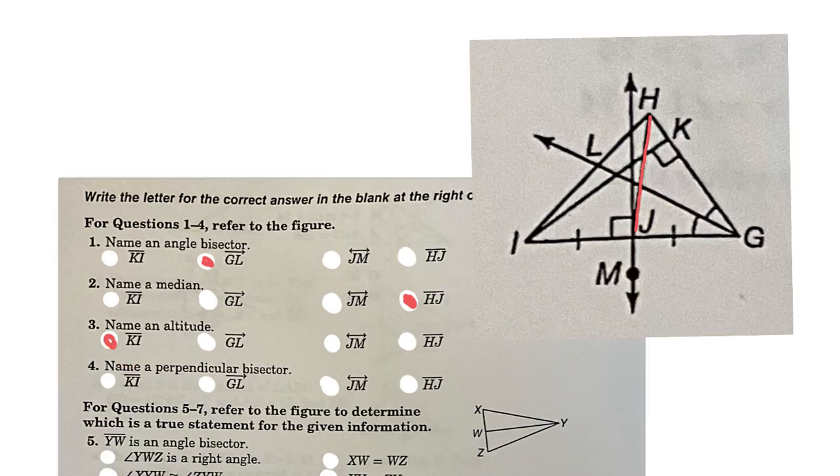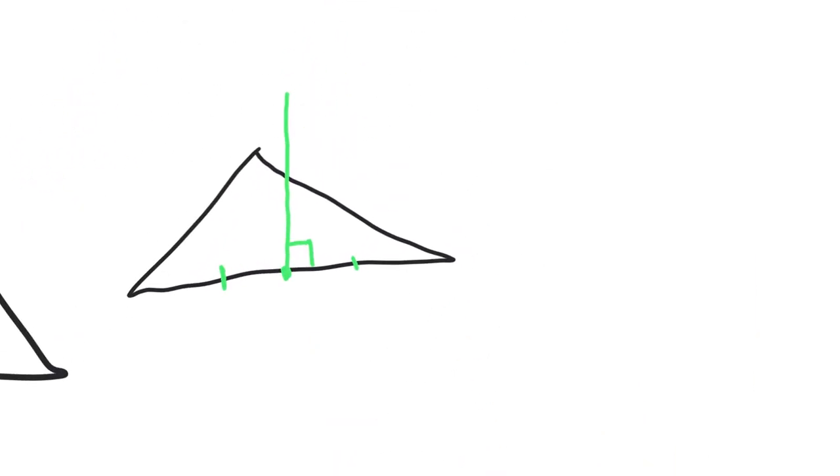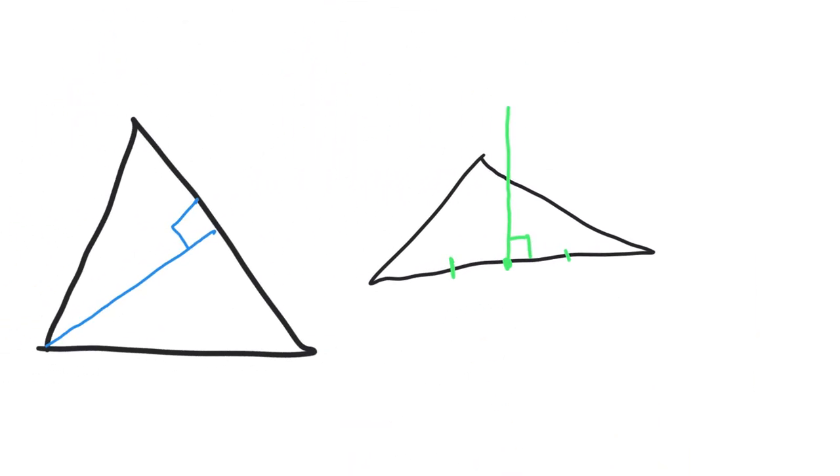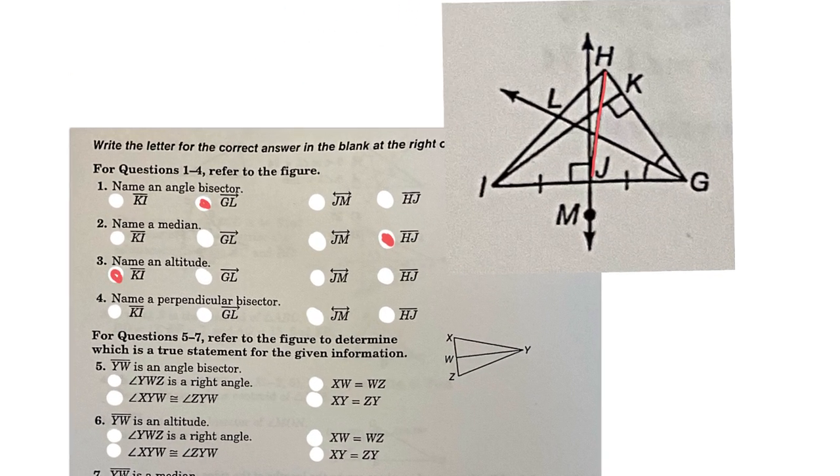Now name a perpendicular bisector. Well, I had already talked about that. Perpendicular bisector, yeah, it's going to have 90 degrees, but it's not necessarily attached to the vertex. And the thing to know about perpendicular bisector is that yes, it forms 90 degrees, but it's also cutting that side in half at the same time. So that's the pattern you need to look out for when it comes to perpendicular bisector.